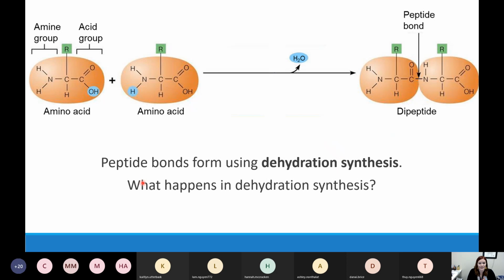To build a peptide bond, we do a process called dehydration synthesis. Dehydration synthesis, the chemical process that I use to build a peptide bond. Hey, not a trick question. When you are dehydrated, what's going on with you? If you're dehydrated, what's happening in your body? What's the most basic description of what it means to be dehydrated?